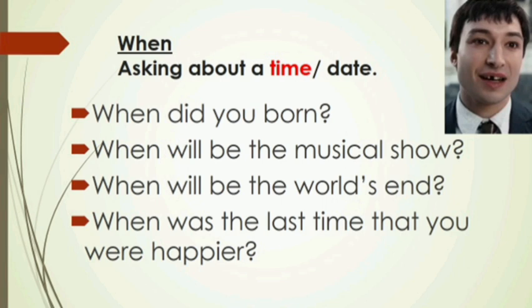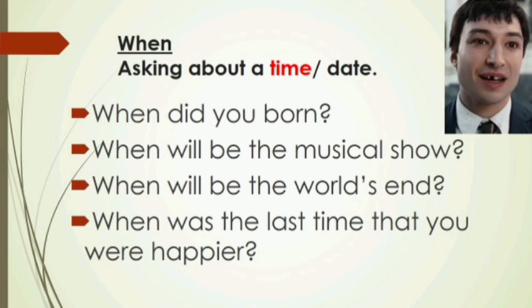And when is the next question word, asking about a time or date. Examples: When were you born? I was born in 1997. When will be the musical show? It will be on Sunday. When will be the world's end? I don't know. When was the last time that you were happier? I was happier last week.